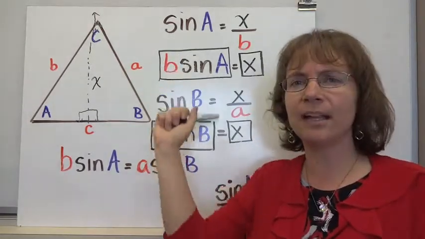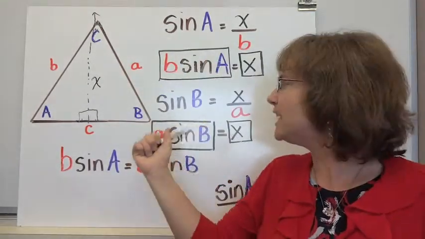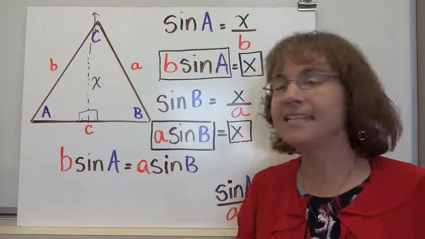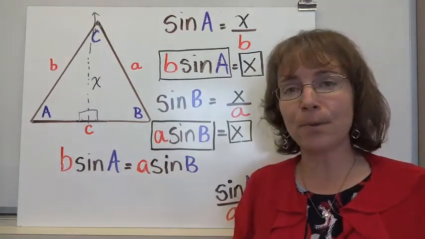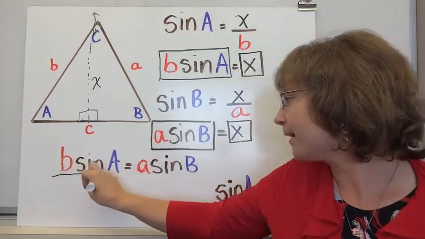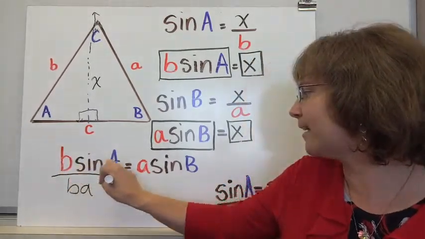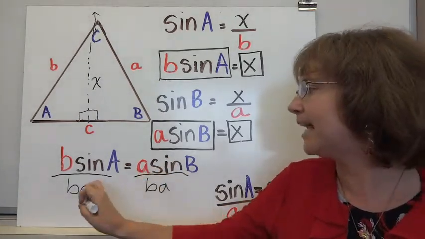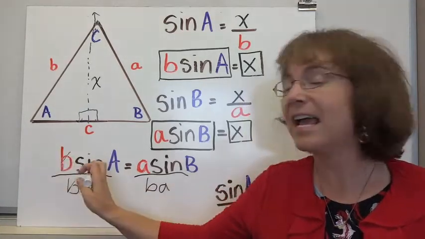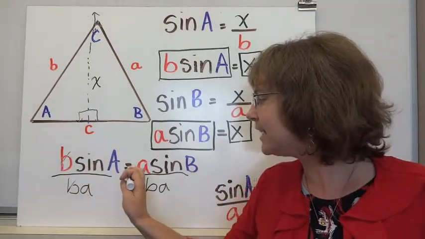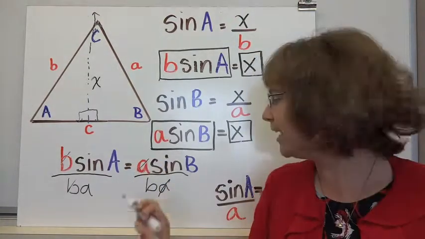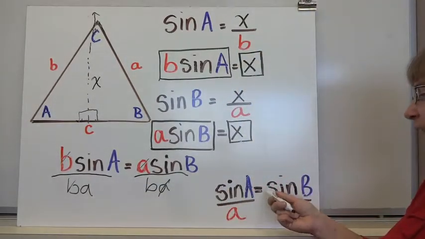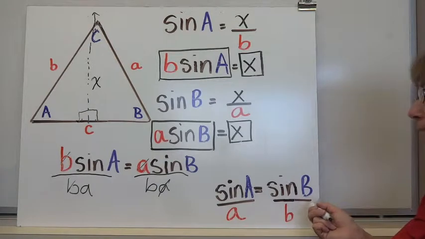Well, if both of those equal x, I know x has to be the same. So these values have to be equal to each other. So I have b times the sine of A equals a times the sine of B. Now if I divide both sides by b times a, I get closer to my law of sines. The b's on this side cancel each other out and make a 1, and the a's on the other side cancel each other out and make a 1. So I just have the sine of A over a equal to the sine of B over b. That's close to my law of sines.